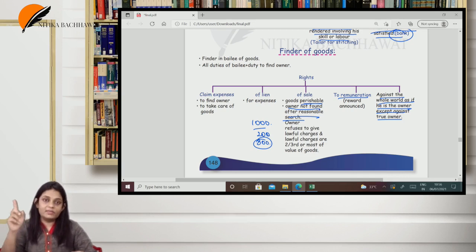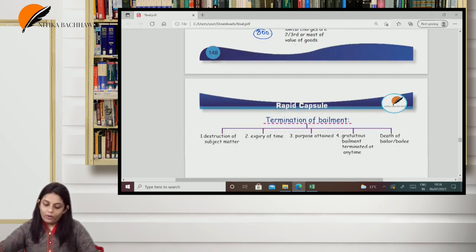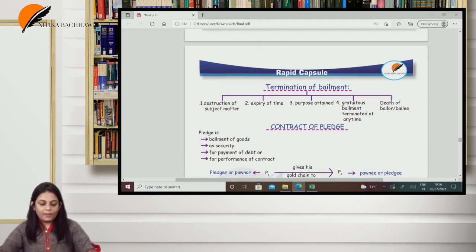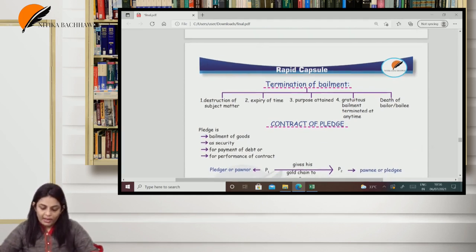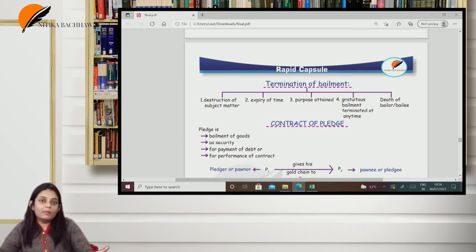If the owner claims, he has to return, but no one else can claim the goods from the finder. I hope it is clear to everyone. The last one, termination of bailment. If the goods for which the bailment was made are destroyed, right?